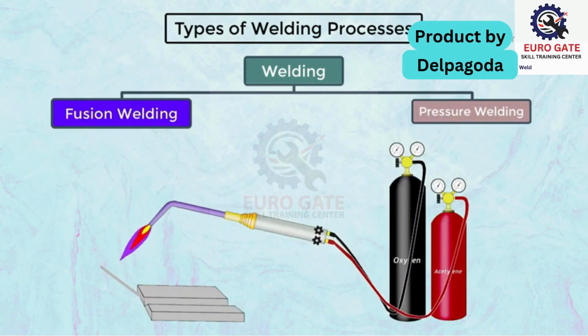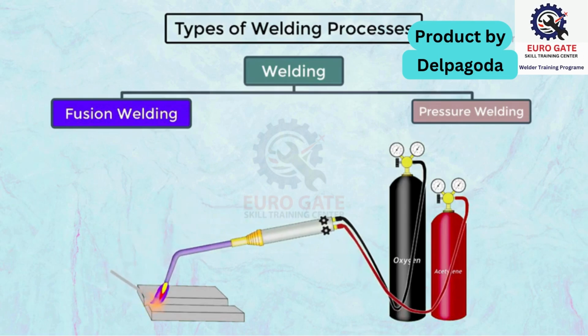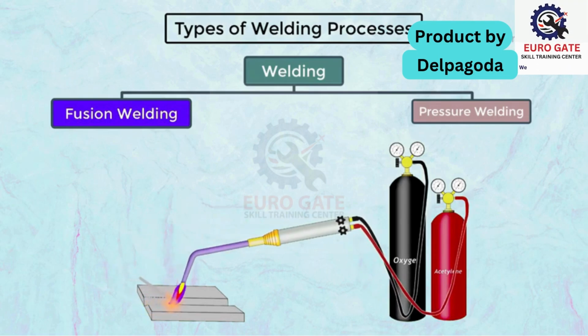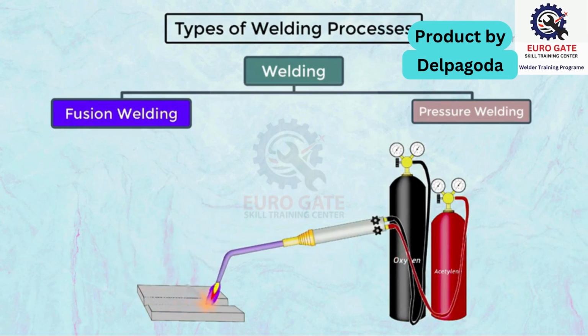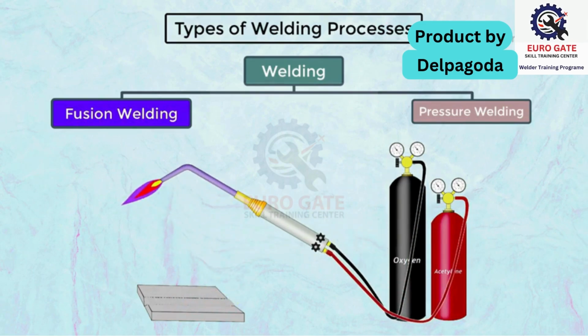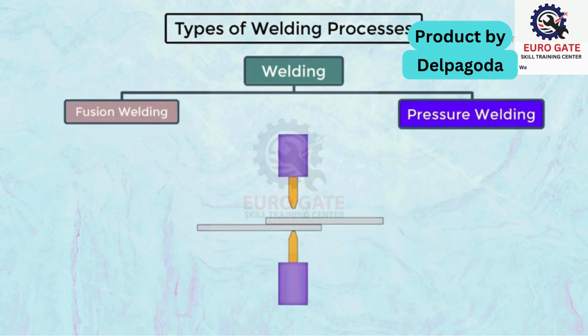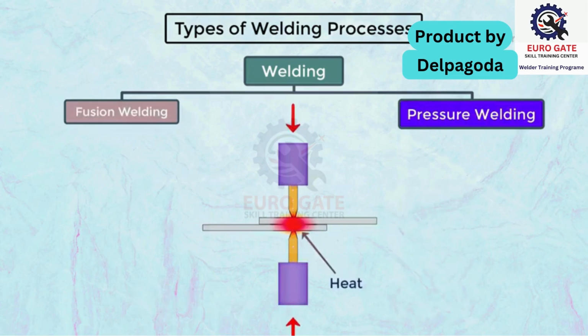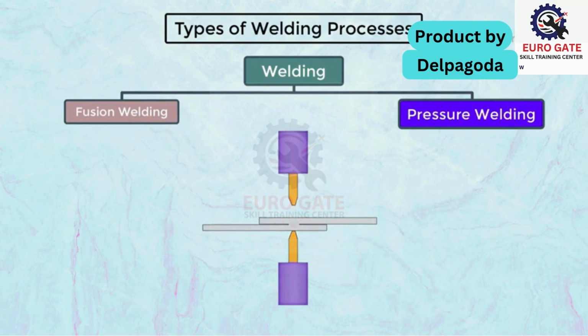In the fusion welding process, for joining the metals together, the metals are heated up to their melting point and allowed to fuse. In this process, there is no use of any pressure. Whereas, in the pressure welding process, we make use of external pressure along with some heat to join the metals together. Generally, the heat used during this process is below the melting point of the metals being joined. Here, there is a plastic deformation of the metal, and due to external pressure, the joining of the metal occurs.